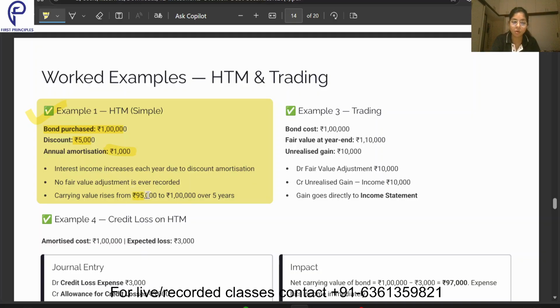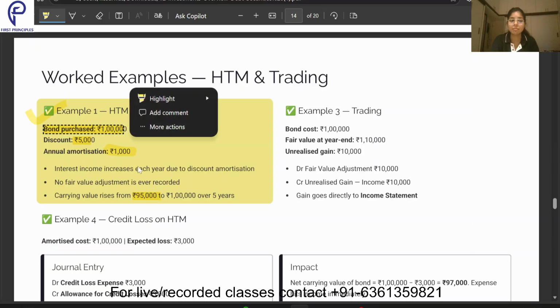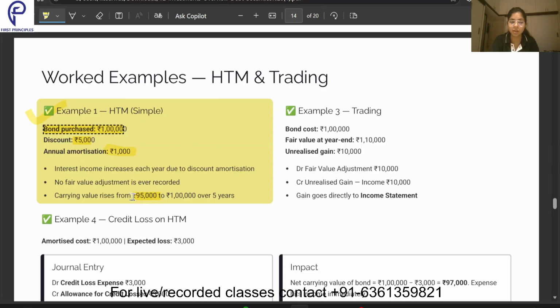That we bought the bond cheaper. How much is the discount? 5,000. And what is the bond's price? It is 1 lakh. From 1 lakh, 5,000 we subtract, 95,000 is the value of the bond. 95,000 becomes the carrying value of the bond.